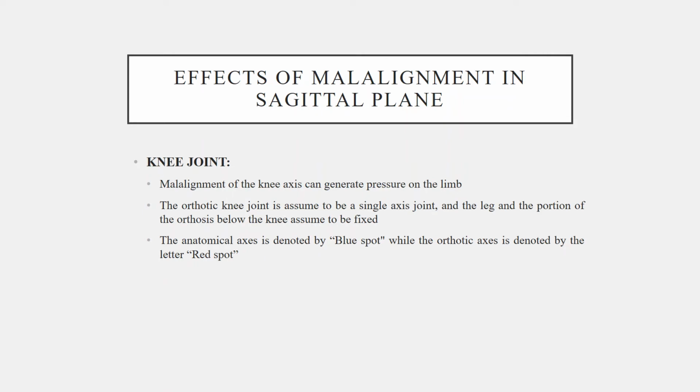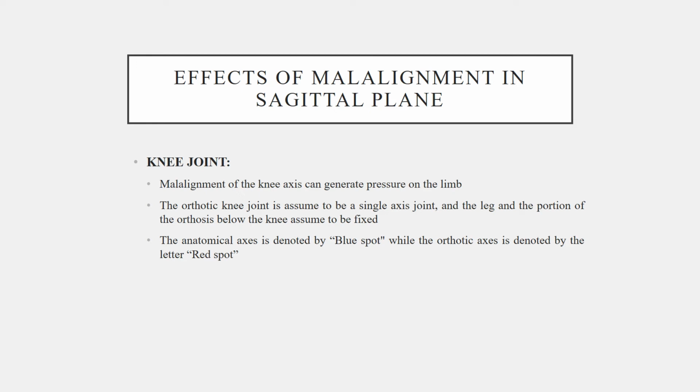Malalignment of the knee joint axis in the sagittal plane can generate pressure on the limb. Before we go to the explanation of malalignment in the sagittal plane, there is some information that is required and will be used in the explanation. The information is as follows. The orthotic knee joint is assumed to be a single joint axis, and the leg and the portion of the orthosis below the knee are assumed to be fixed.